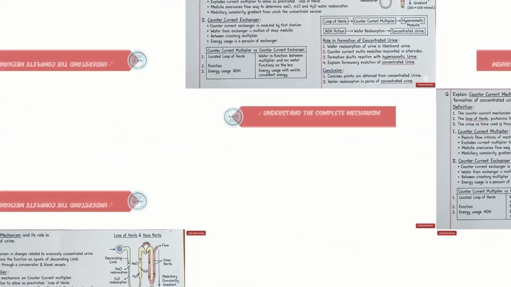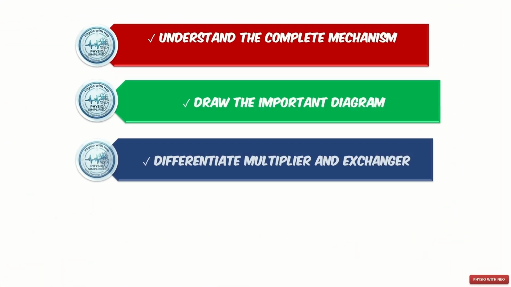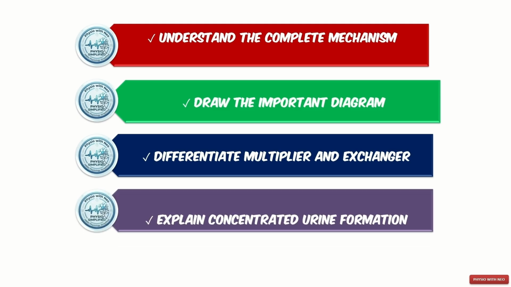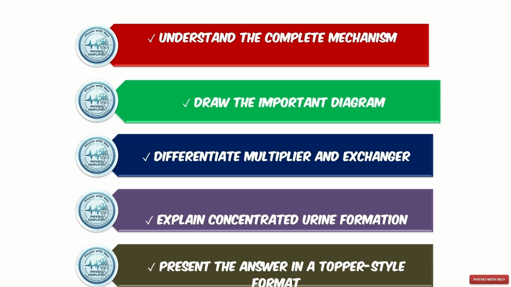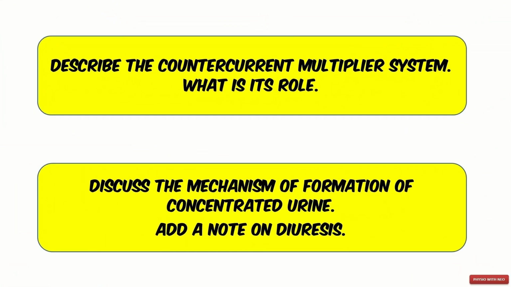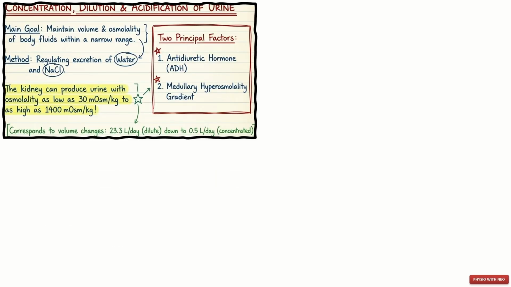In the next 15 minutes, I will help you understand the complete mechanism, draw the important diagram, differentiate multiplier and exchanger, explain the concentrated urine formation, and ultimately present the answer in a proper style format. In university exams, this topic is asked in two ways: Describe the countercurrent multiplier system, what is its role, and discuss the mechanism of formation of concentrated urine; and a note on diuresis. First, let me show you the entire answer that we are going to write.